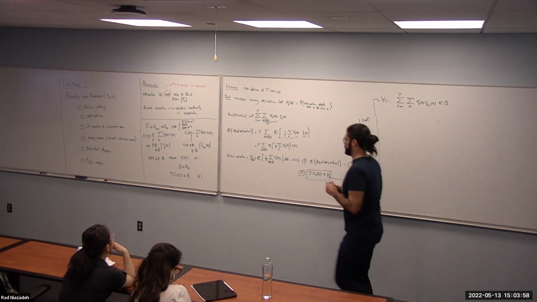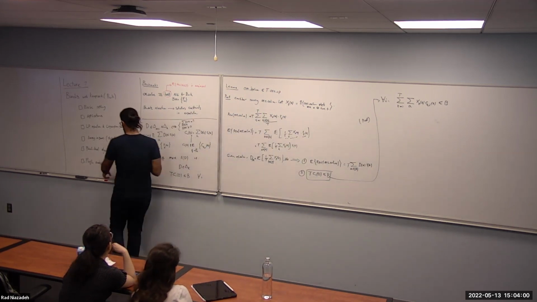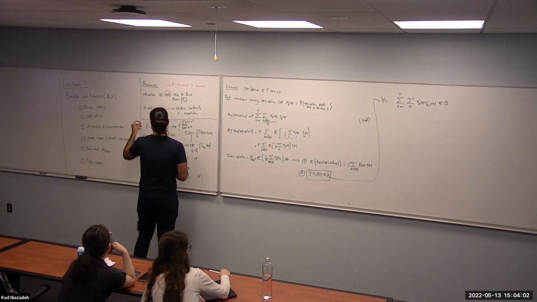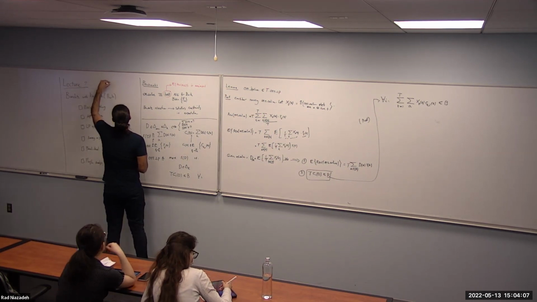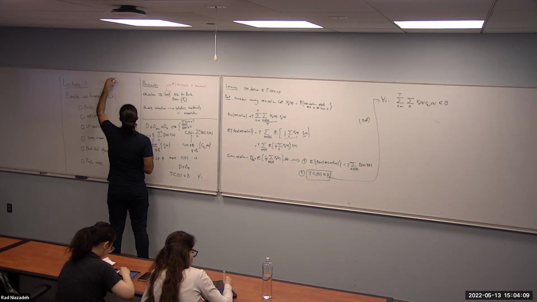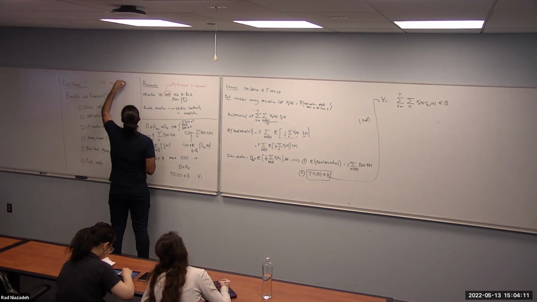I should have mentioned it. Let me actually write it down somewhere. So there always exists an arm called the null arm. So no reward, no consumption.